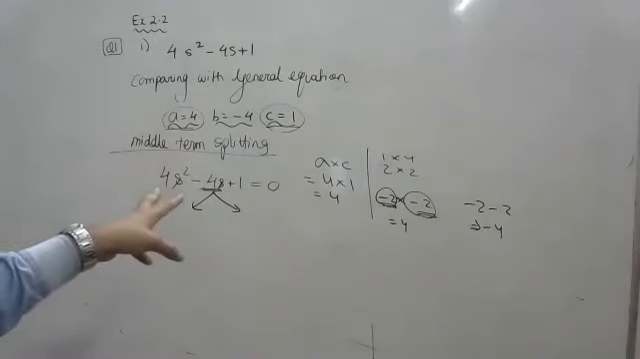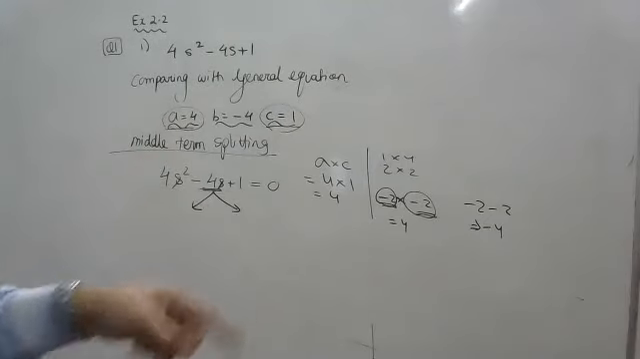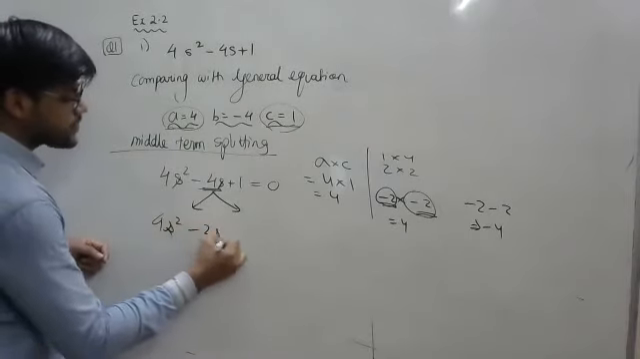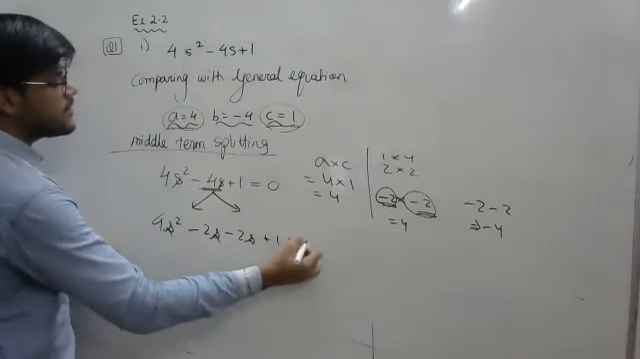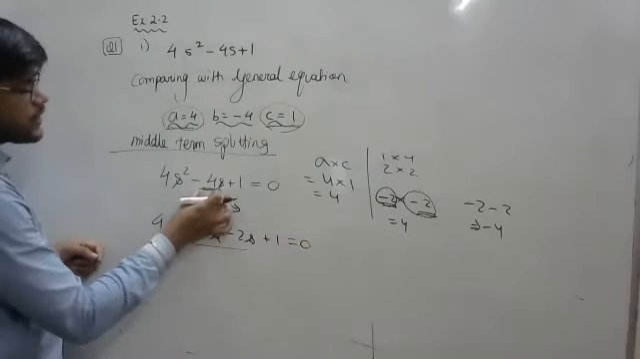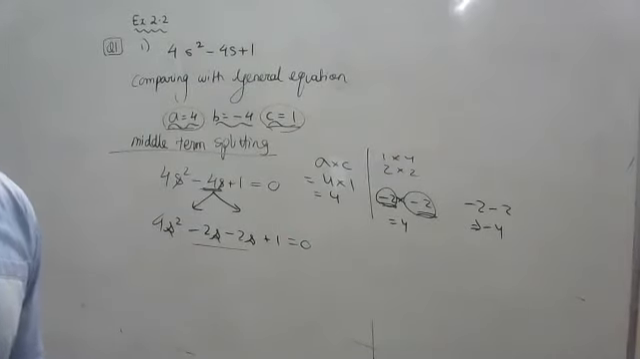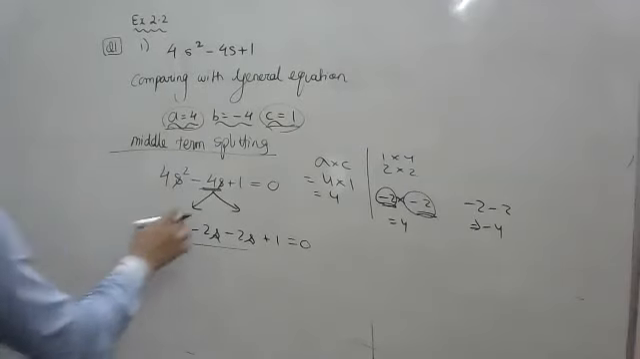Now it depends on the variable. Here the variable is not x, it is s. So what you will be writing is 4s squared minus 2s minus 2s. The reason being, this should be equal to the middle term. We are just splitting the middle term, breaking the middle term into two parts, so it must be equal to the middle term.